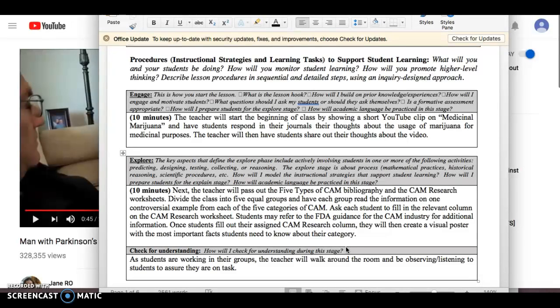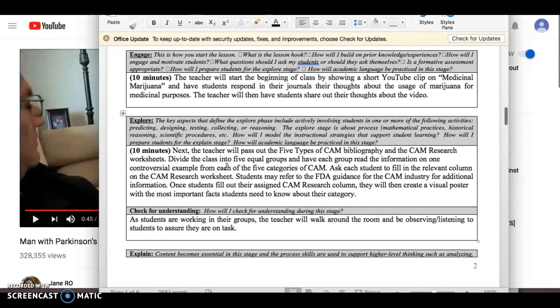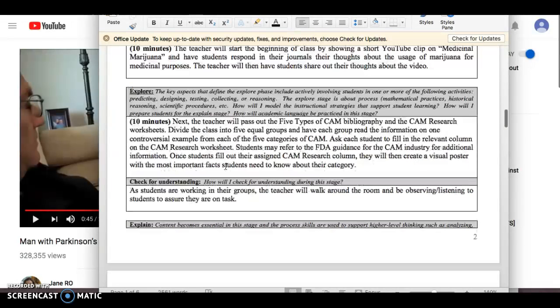Students will then respond in their journals for about 10 minutes, writing their thoughts, and then do a short discussion about what students wrote. Then moving on to the next, the explore stage, for 10 minutes.